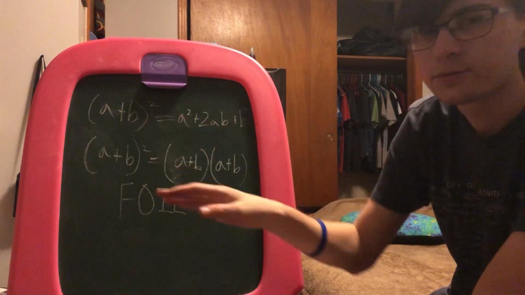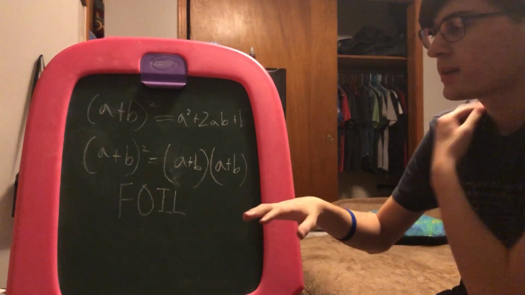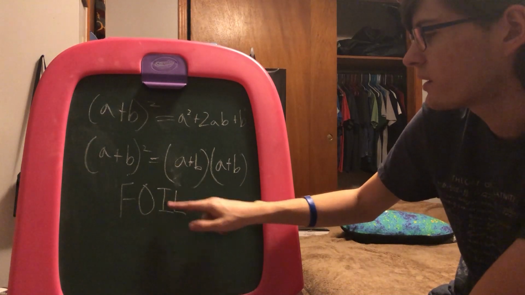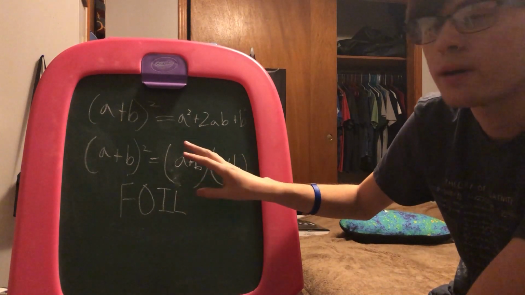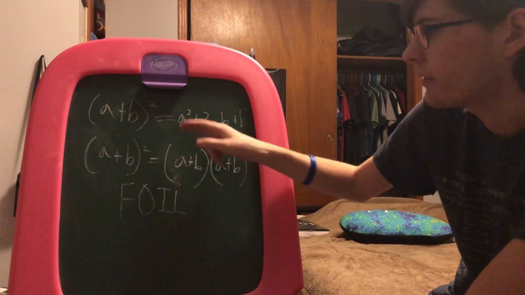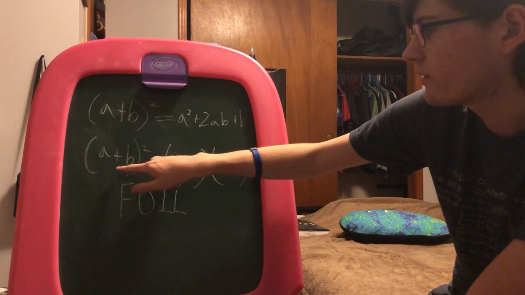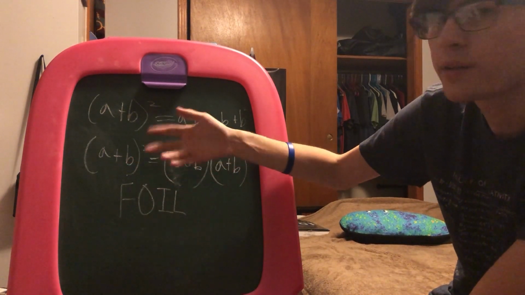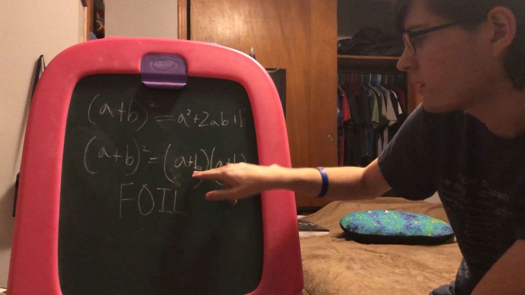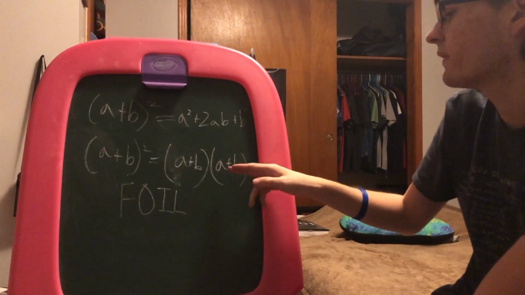Well, you might have also been taught something called the FOIL method. FOIL stands for first, outside, inside, last. It's how you multiply two different binomials together. Or, in our case, two of the same binomial, because since this is squared, that's the same as multiplying it by itself: a plus b times a plus b. So we can use the FOIL method in this case.